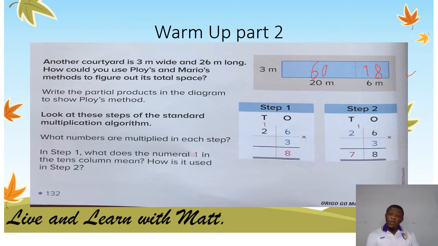Now, for the standard algorithm, we write 26 times 3. So 3 times 6 is 18. We write 8, carry the 1 forward, write it here. Step 2, 3 times 2, that is 6, plus 1, that is 7. So we get the same answer, 78. So using partial products or the standard algorithm, we will always arrive at the same answer.